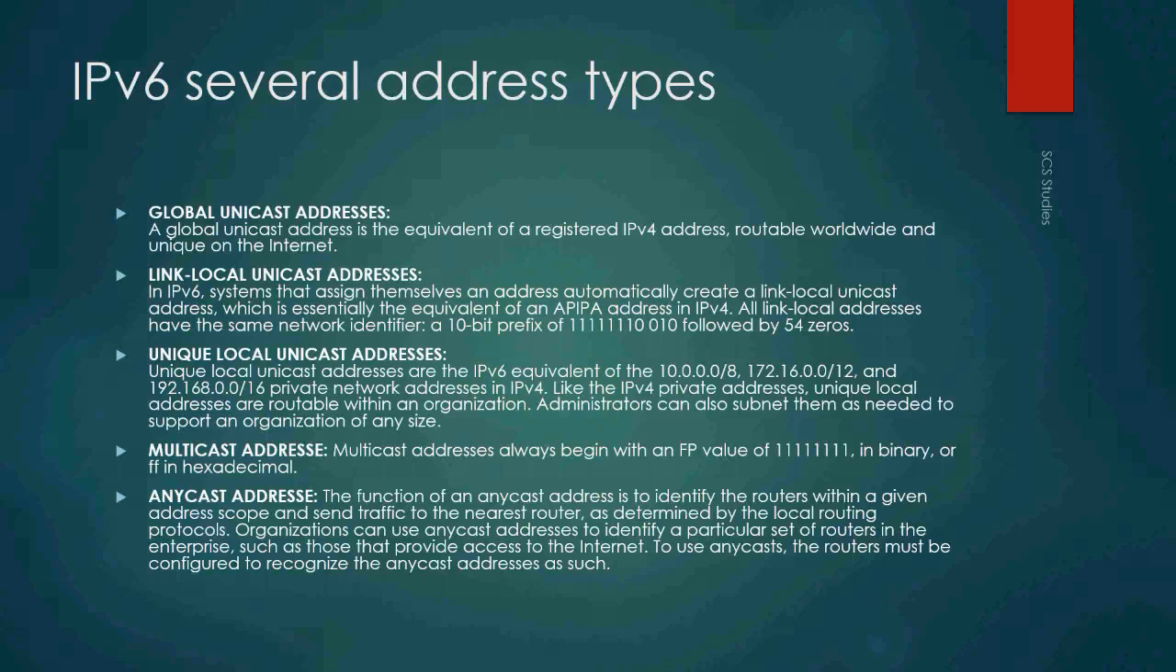Multicast addresses always begin with a prefix of all 1s in binary, or FF in hexadecimal. FF is the highest value in hexadecimal, so that's why it is FF. Anycast address: the function of an anycast address is to identify routers within a given address scope and send traffic to the nearest router, as determined by the local routing protocol. An organization can use anycast addresses to identify a particular set of routers in the enterprise, such as those that provide access to the internet. To use anycast, the router must be configured to recognize the anycast address as such.